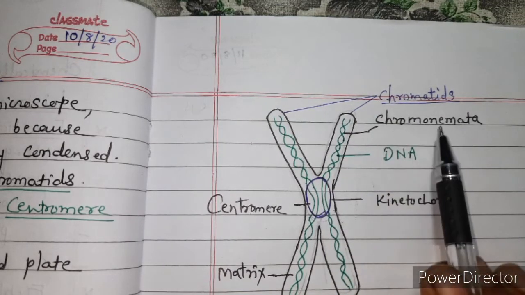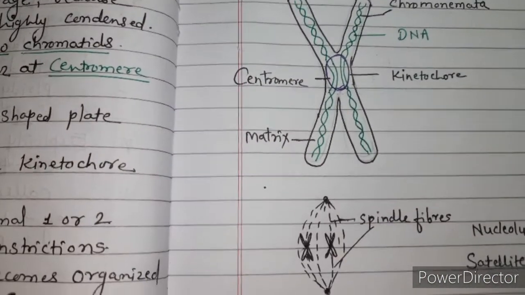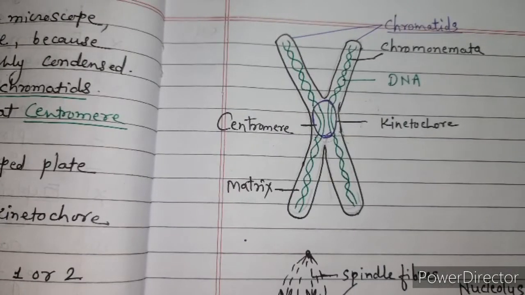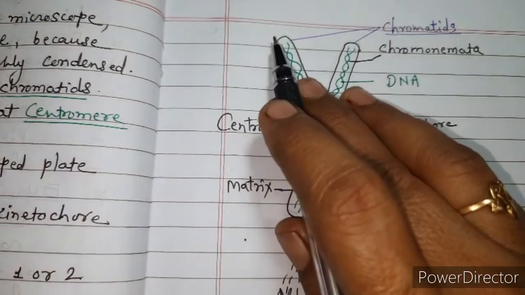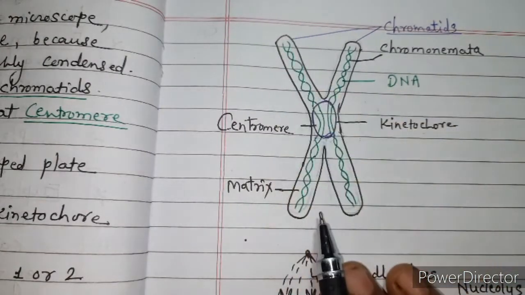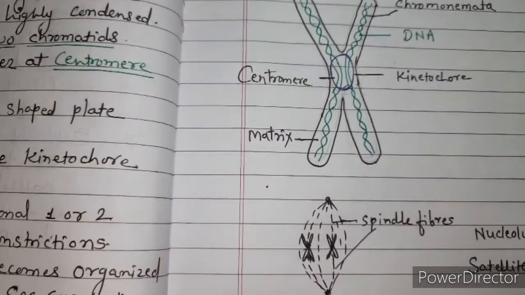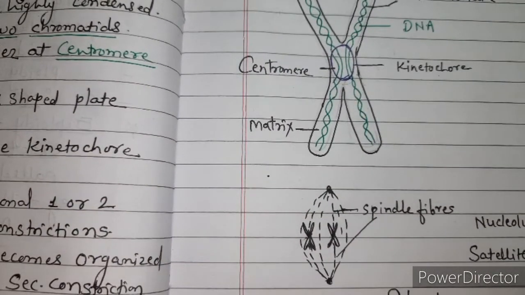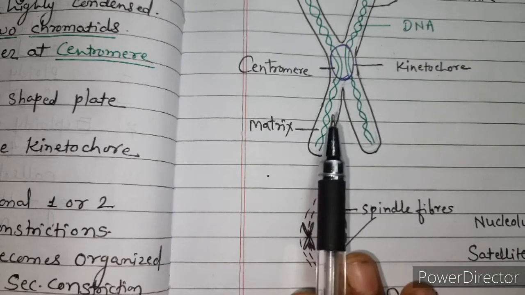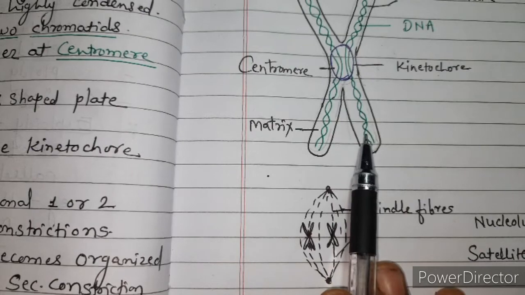So what is chromonemata? It is the slender strand of the DNA which runs from one end of the chromosome to the other end. So it extends throughout the length of the chromatid from one end to another end. So in this way chromonema is there, and each chromatid consists of a double stranded DNA molecule. So this is a double stranded DNA molecule, this is also a double stranded DNA molecule.